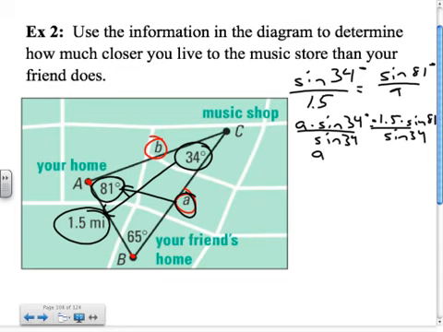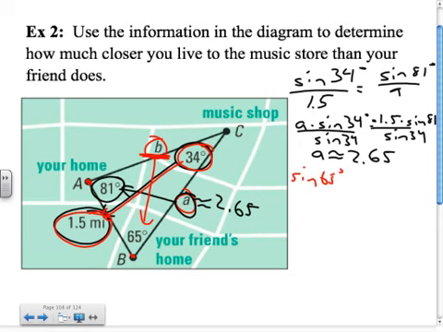And so the point we end up at is that A is roughly, and I just plug that in now, 1.5 times sine of 81, and divide that by the sine of 34. And I get roughly 2.65. So A is roughly 2.65, and now I'm going to actually just go right beneath that to solve for B. So again, use what they give you. They gave me 34, they gave me 1.5. I'm still going to use that. Now if I'm solving for B, I got to use the 65. So sine 65 over B equals sine 34 over 1.5.